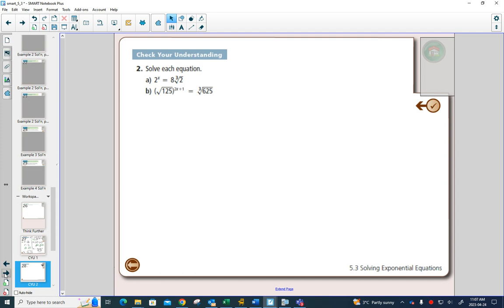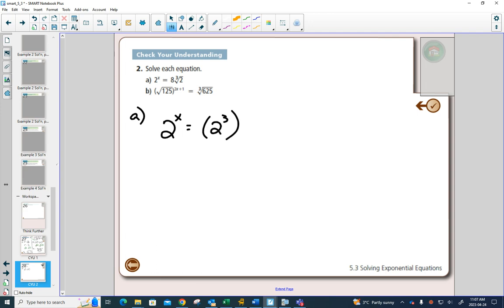So in A here, we look at the numbers. We've got 2 to the x, we've got an 8, we've got a cube root of 2. And if I look at the numbers and think of my powers chart, can you see that 8 is on your powers chart with a base of 2? 8 is 2 cubed. So I can change the 8 to 2 cubed.